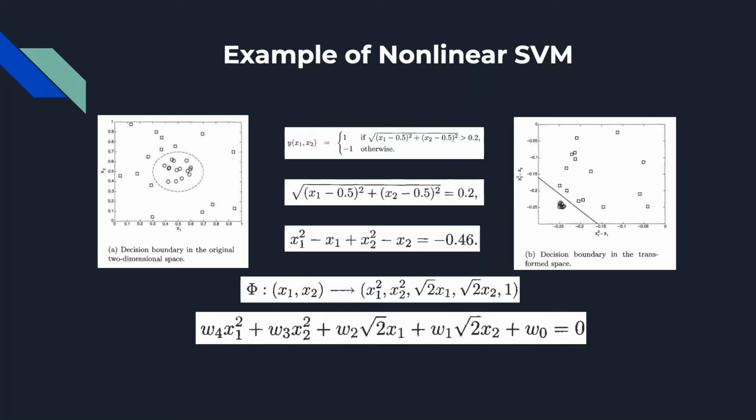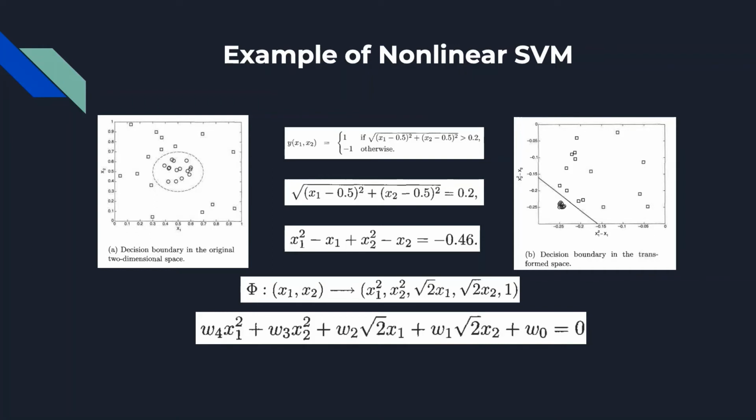The figure here is showing an example of a two-dimensional dataset consisting of squares and circles. You can see the dataset in figure A. From the dataset, we can see that all the circles are clustered near the center of the diagram and all the squares are distributed further away from the center.